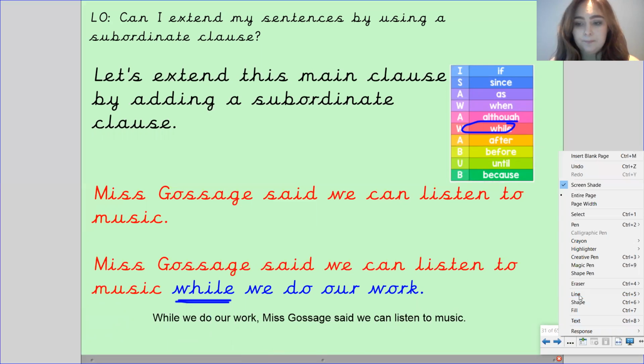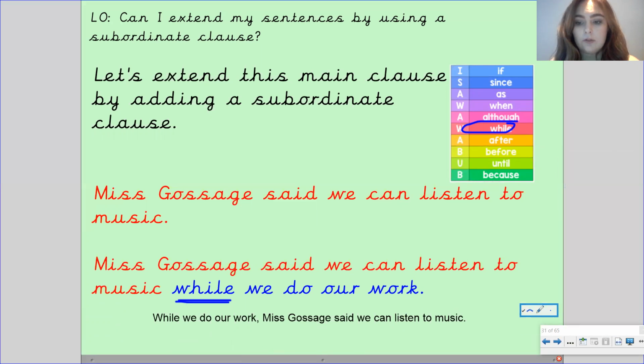So with this one, we have got our subordinating clause at the very start. We've got a comma after our subordinating clause, and then we've got our main clause.